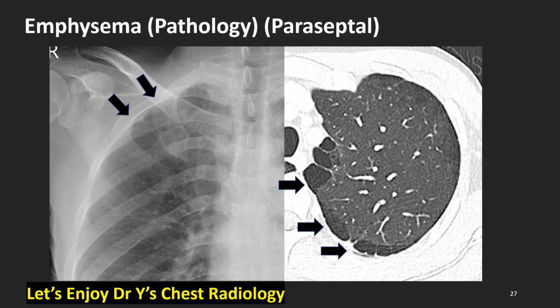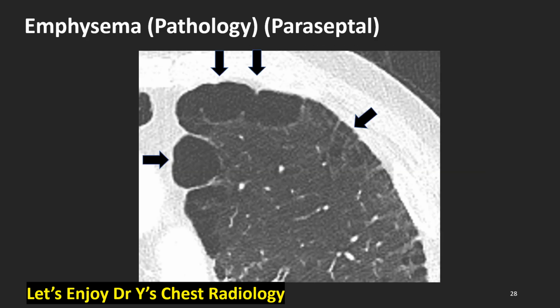Emphysema pathology, paraseptal. Arrows indicate paraseptal emphysema on chest X-ray and CT scan. Emphysema pathology, paraseptal. Arrows indicate paraseptal emphysema without architectural distortion.